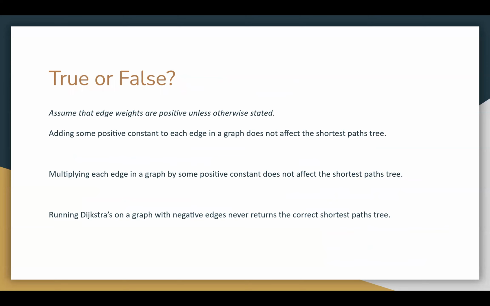Now we'll get some conceptual practice with Dijkstra's. So here we have 3 true or false questions regarding shortest paths trees. Now assume that all edge weights are positive unless otherwise stated. The fact that the edges are positive will be very important. And I will give you guys a minute or two to think about these questions.